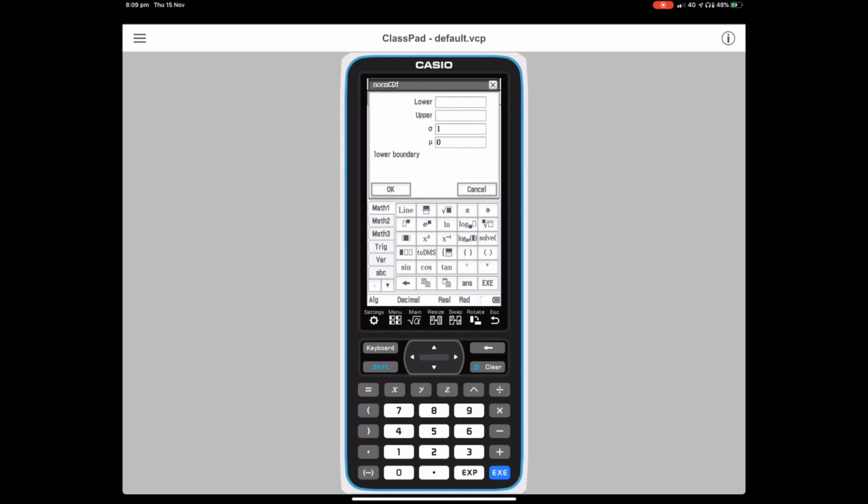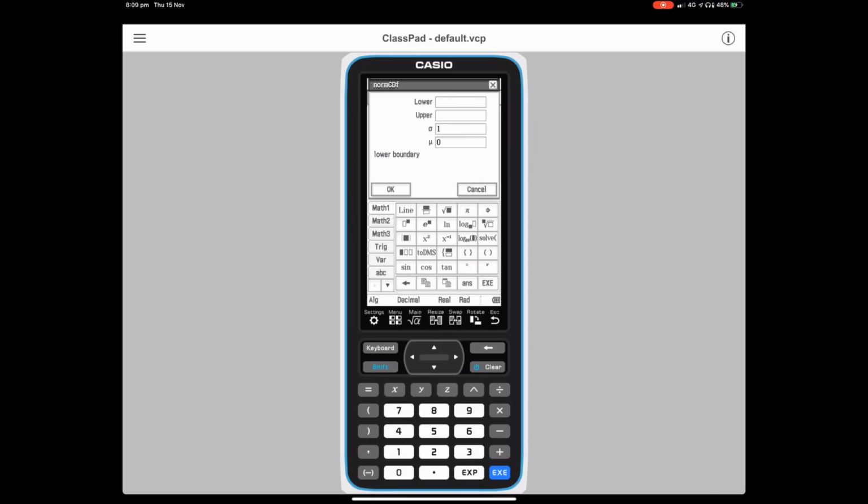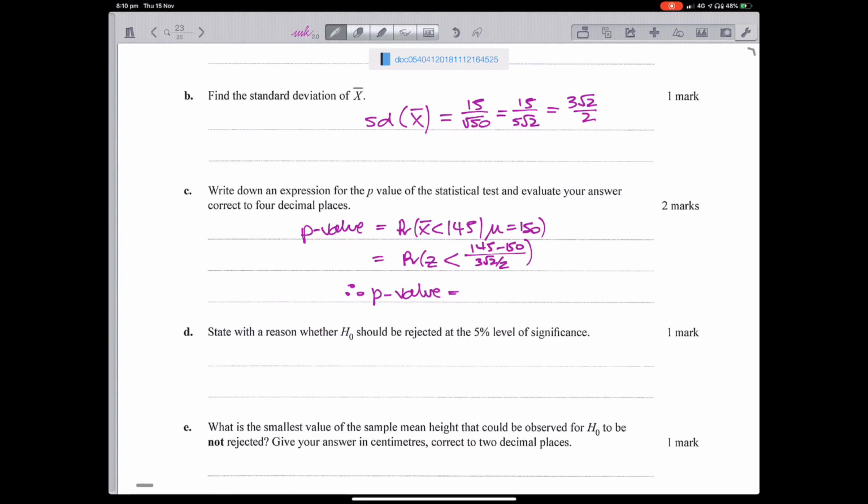Continuous, norm CDF. Okay, so lower is negative infinity, upper is 145. Oh, we can just use z. I just worked out z. That's what I meant. So continuous norm CDF, negative infinity, and my upper is, I just did it again. We just want the probability that z is less than negative 10 on 3 root 2.